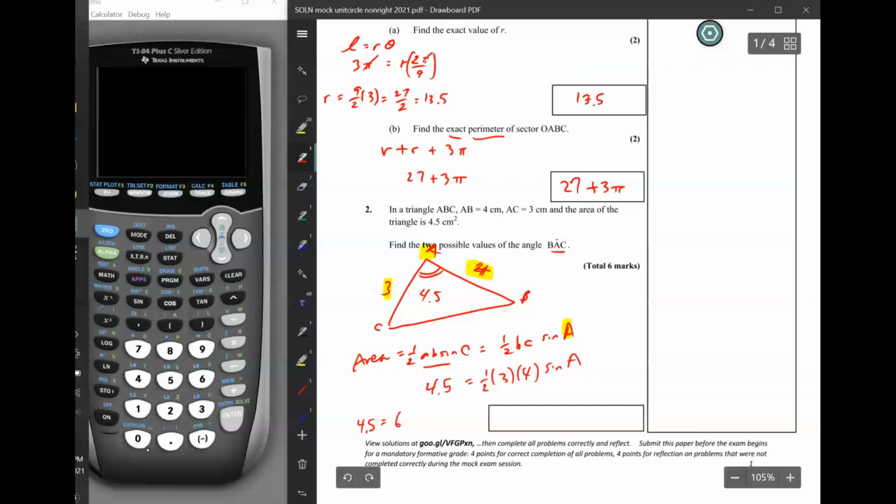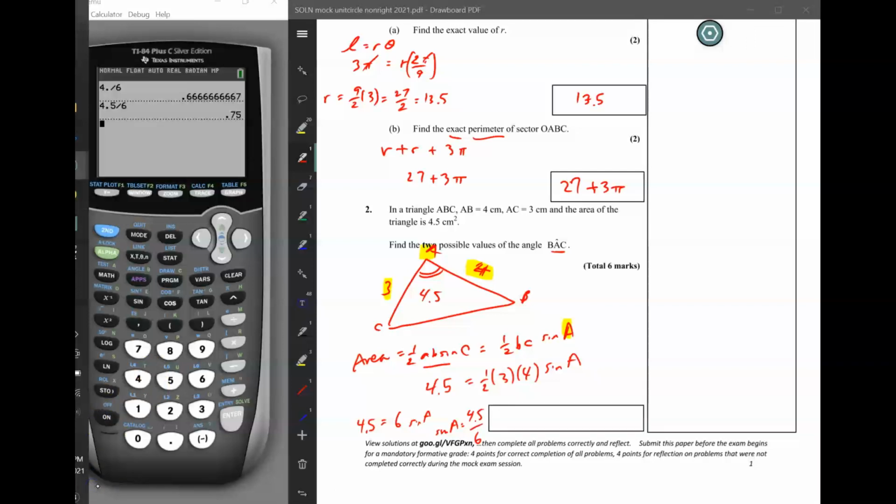12 divided by 2 is 6. Now we could solve for sine A. Sine A is equal to 4.5 divided by 6, which looks like it's going to be 0.75. And then we're going to have to find the inverse sine of that. So yeah, 4.5 divided by 6 is 0.75.